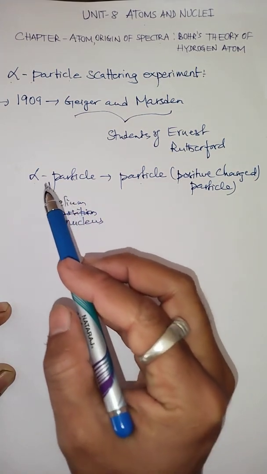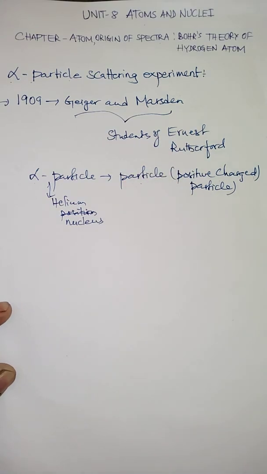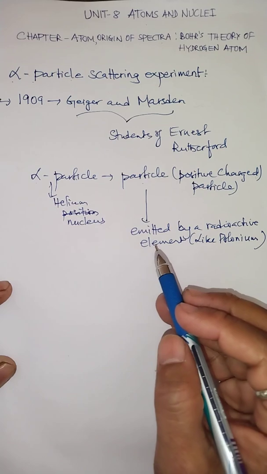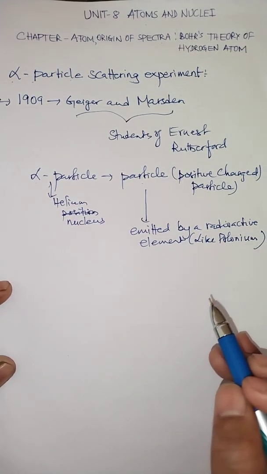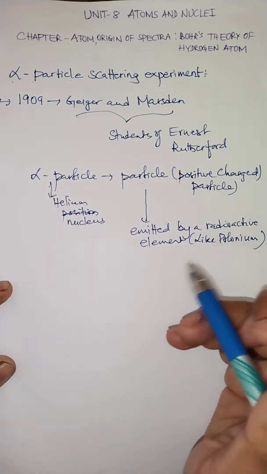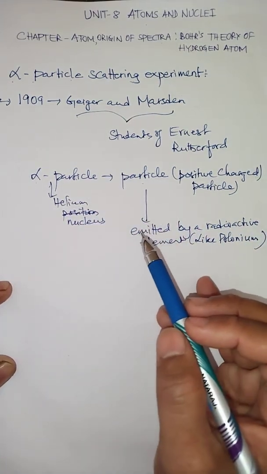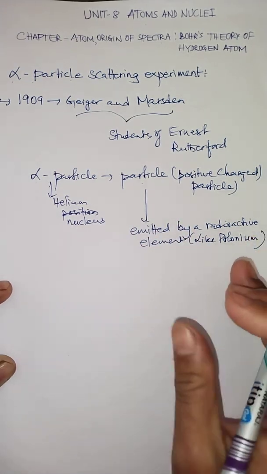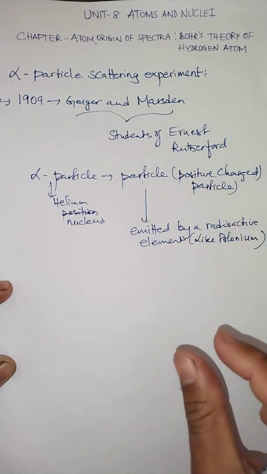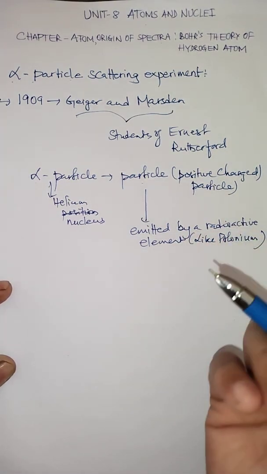Now, at that time, the discovery of alpha ray from radioactive elements was already made. So they took this alpha particle, which was made to be emitted from a radioactive element like polonium. Polonium is a radioactive element which emits alpha ray, consisting of alpha particles. This alpha particle was made to fall on a very thin foil, and this foil is called gold foil. I'll tell you why the gold foil is taken.